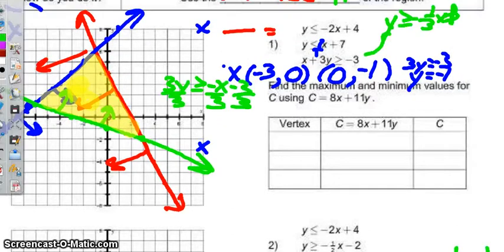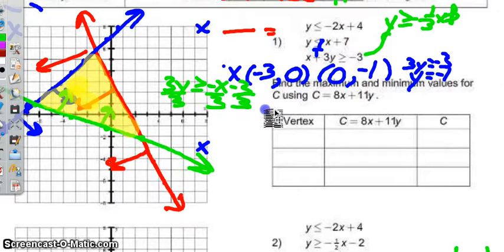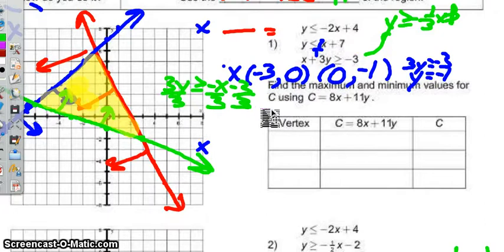So now we're going to take this little equation here and, oh, dang, I'm having some issues this morning. Try again. Okay. Take this little cost equation here and find the maximum minimum point.